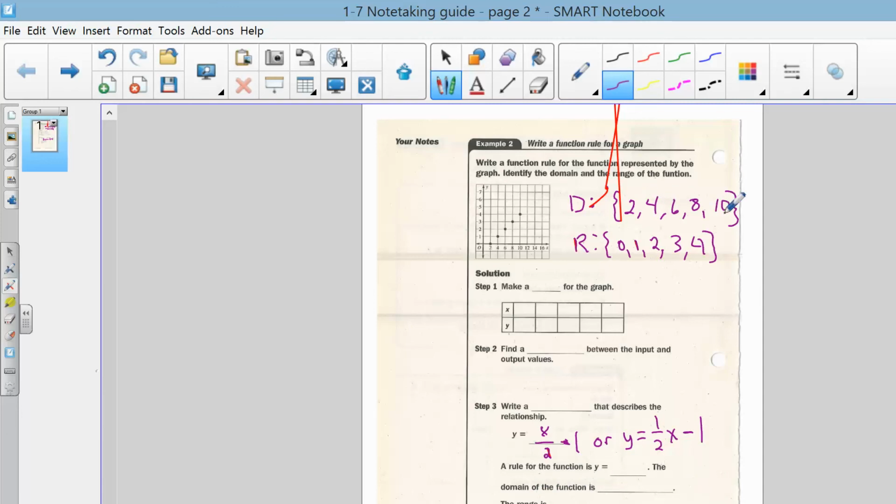And so that's my rule, and the domain of the function is the set of all the inputs, 2, 4, 6, 8, and 10. The range is the set of all outputs, 0, 1, 2, 3, and 4.